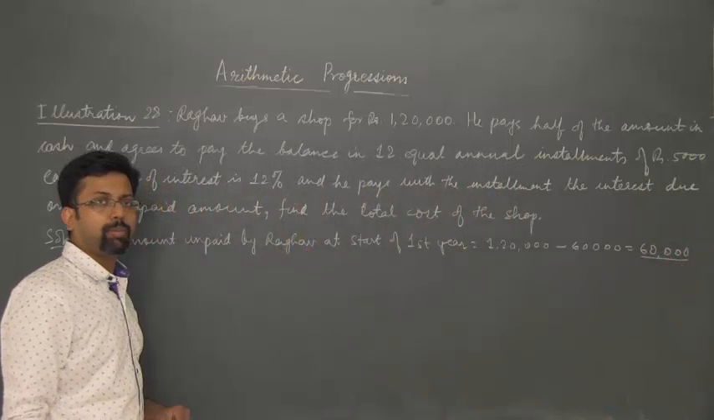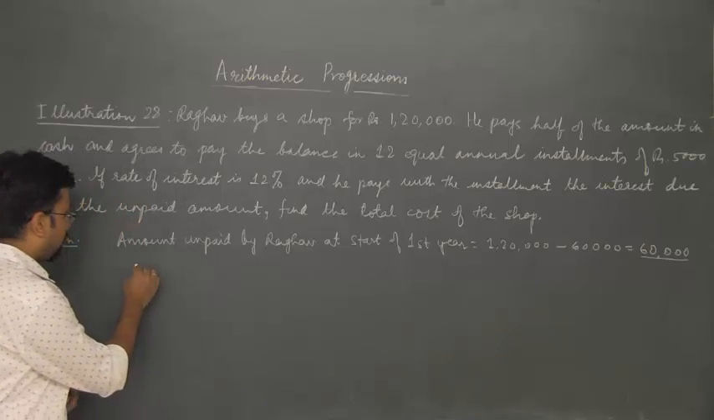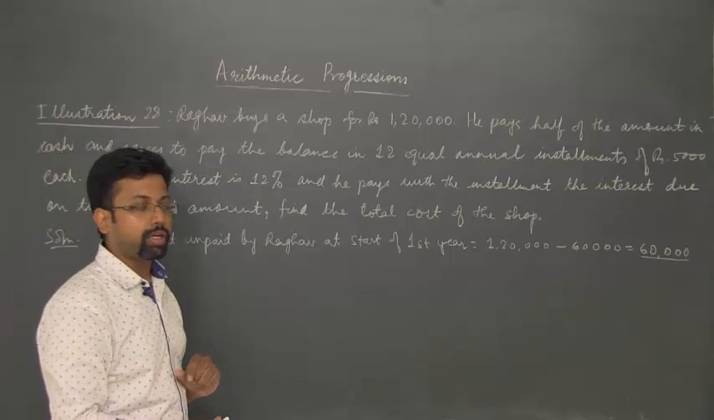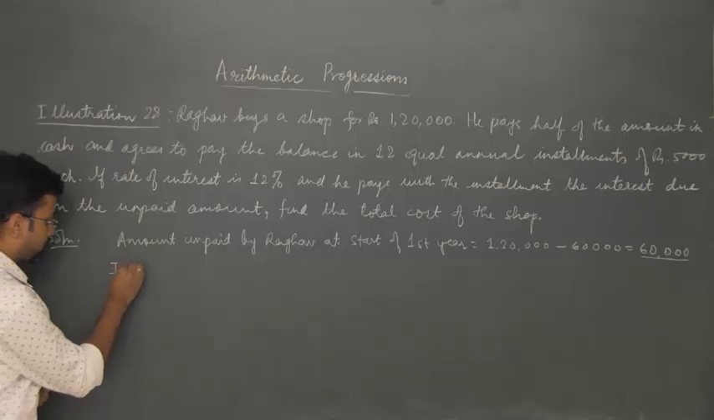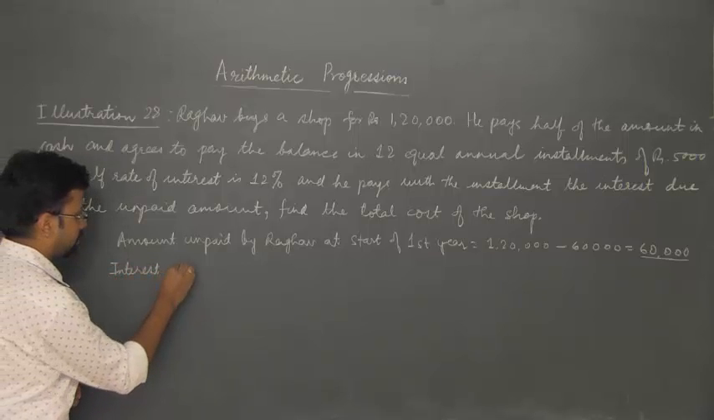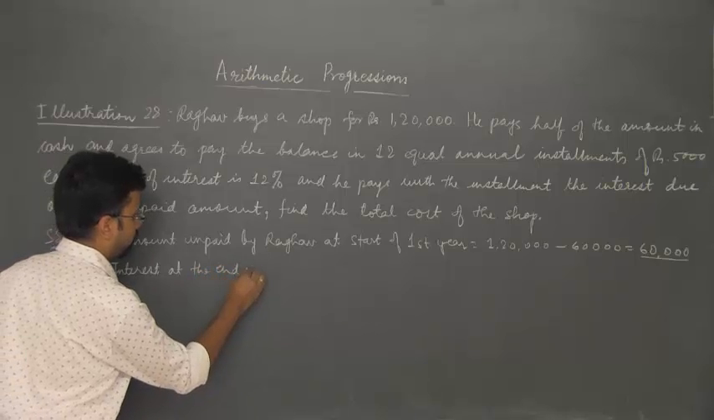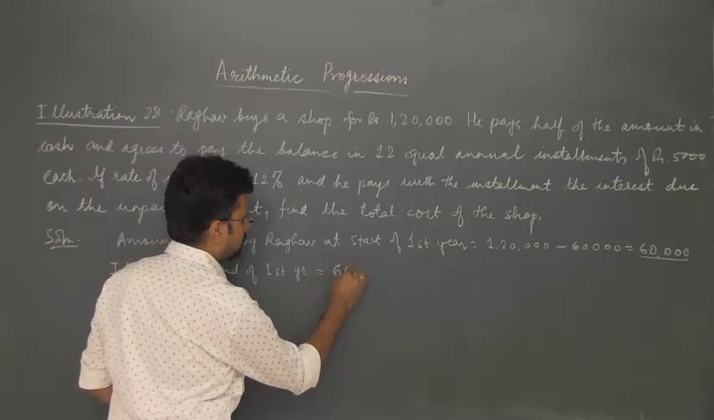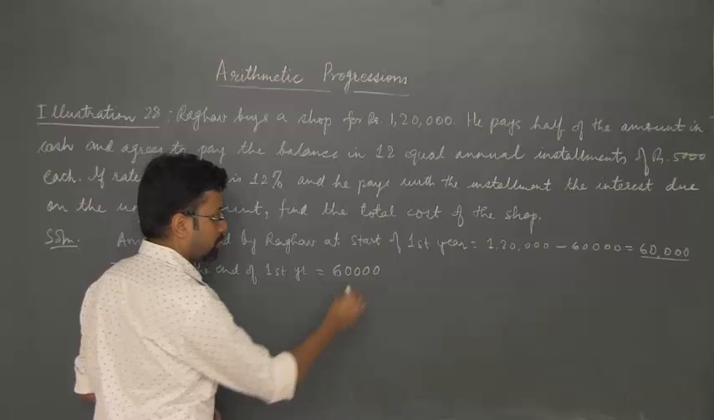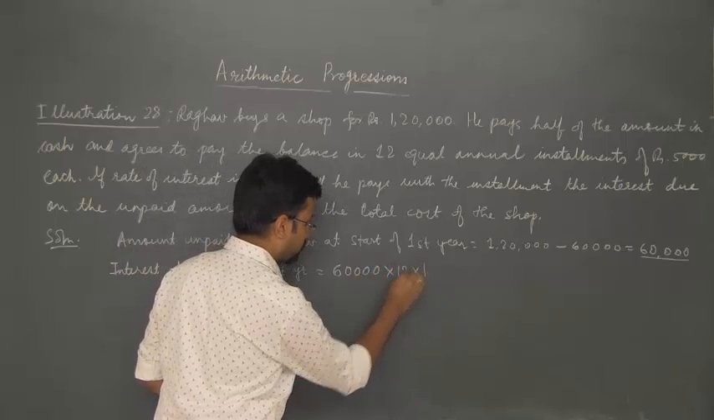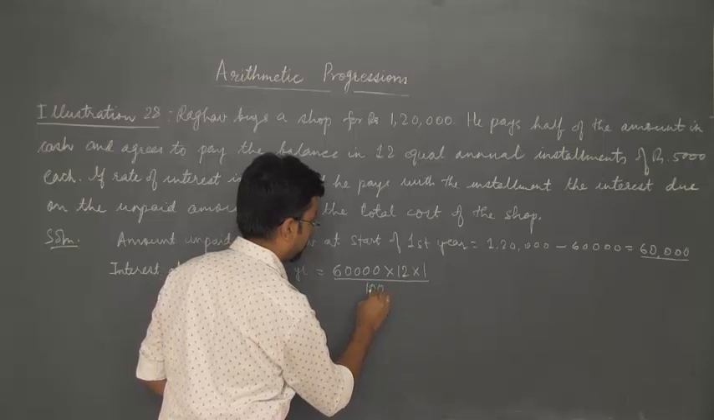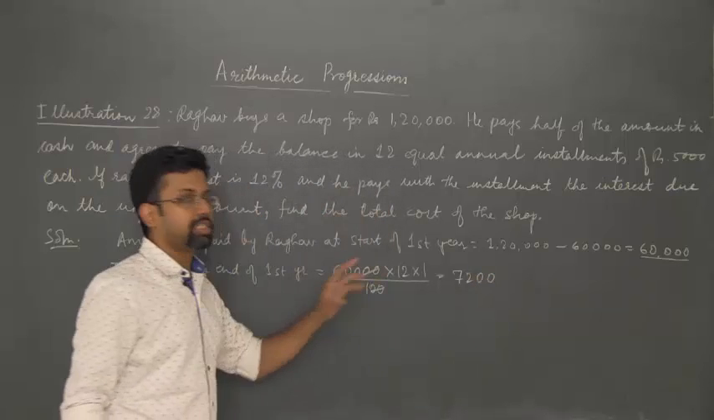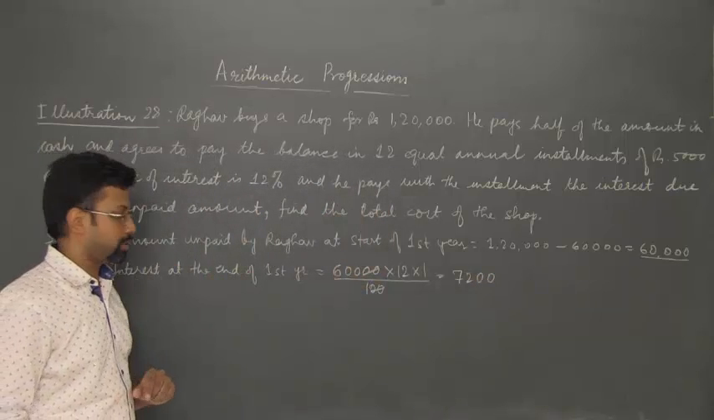At the end of year 1, he will be paying the first installment, but there will be interest that will accrue, right? So there will be interest at the end of 1 year. What will be that interest? Interest at the end of the first year. How much would that be? It will be the total unpaid amount times the rate of interest times the time divided by 100, and this will come out to be 7,200. So this is the interest that he pays at the end of the first year.